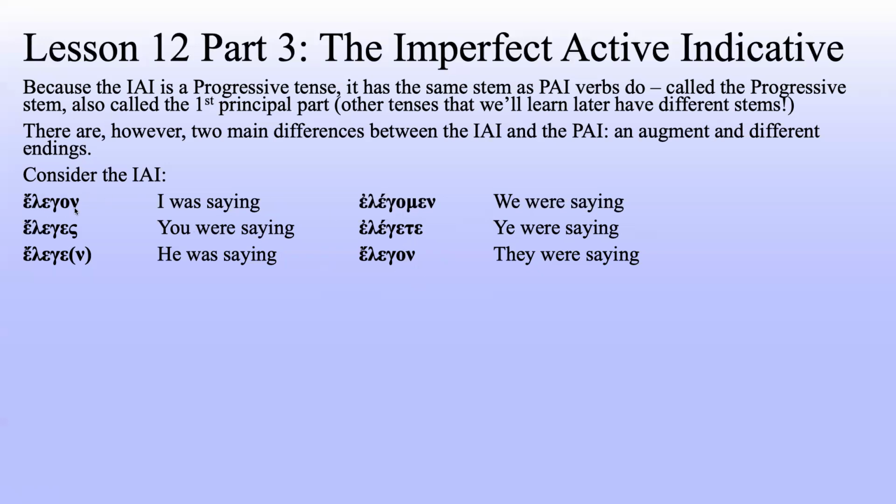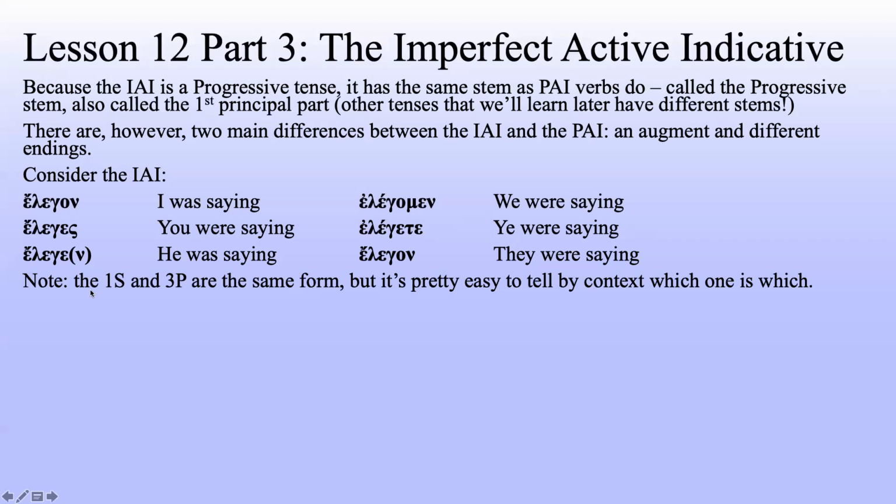It might be better though to memorize the whole word together, because you'll notice there's also this extra letter at the beginning, this epsilon at the beginning. It's called an augment. We're going to talk about that in just a minute. As I said, note that the first person singular and third person plural are the same form. But it's normally pretty easy to tell by context which one is which. If you have a subject that's plural, then it's going to be a third person plural. If you don't have a subject, it's normally pretty clear to tell by context, though it is possible if you have no context that you can't tell at all. Even if you have context, it is hypothetically possible that it would be impossible to tell, but that's really, really rare.